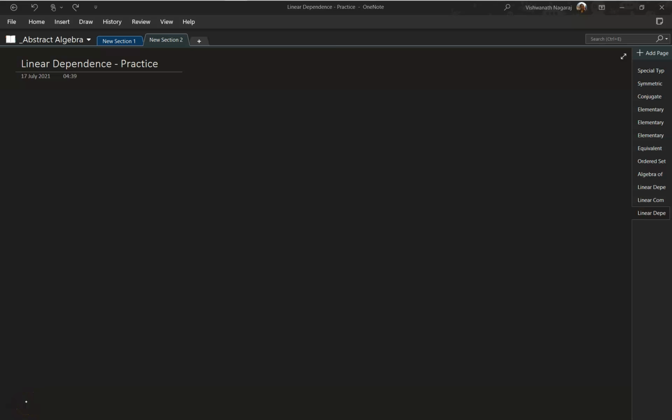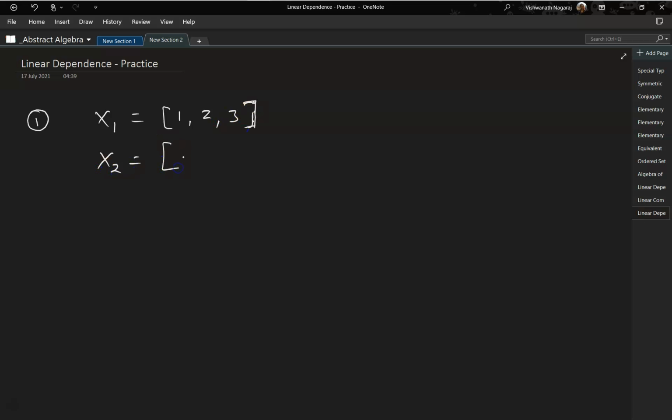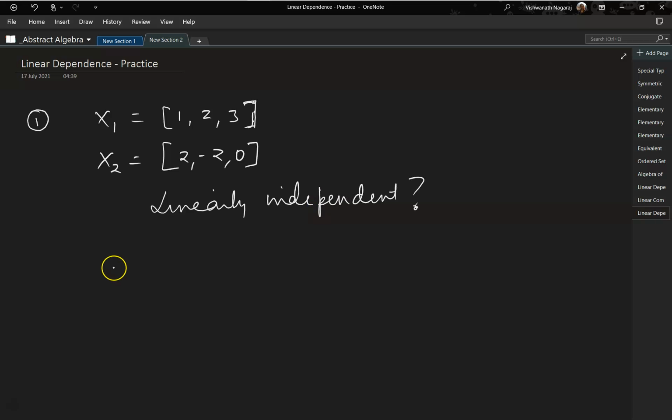Let's solve some problems. Let's say we have a vector x1 equal to 1, 2, 3 and x2 is equal to 2, minus 2, 0. What we have to figure out is whether it is linearly independent. So let's convert this into matrix form. A is equal to 1, 2, 3, 2, minus 2, 0.